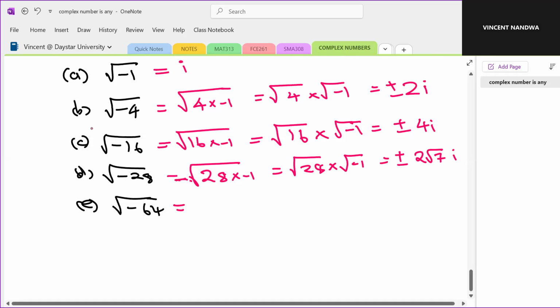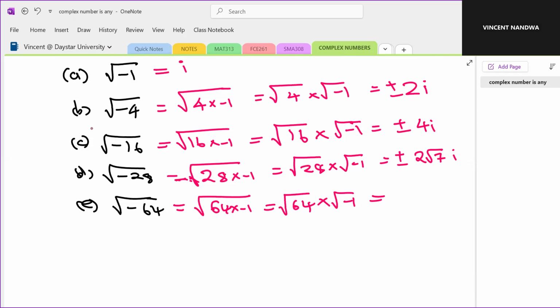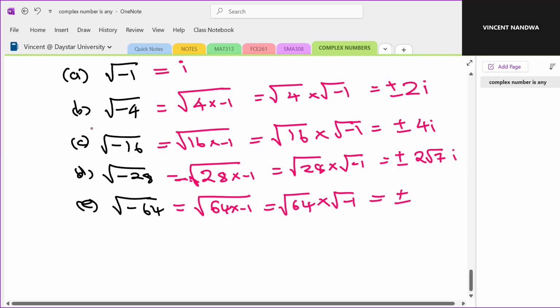This will be the same as square root of 64 times -1, which we write as square root of 64 times square root of -1. Root 64 is plus or minus 8. Then root of -1 is i. So this will be plus or minus 8i. So that's how we simplify roots involving negative numbers.